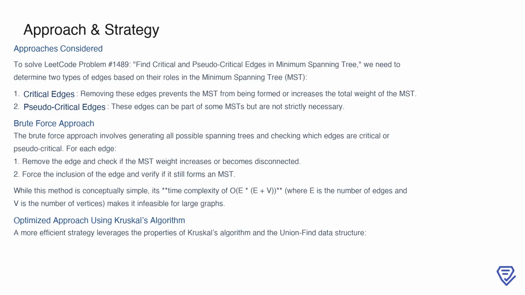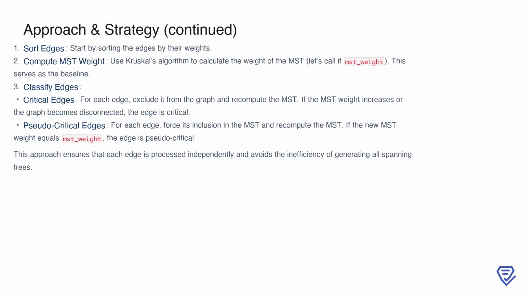To address this inefficiency, we turn to an optimized approach using Kruskal's algorithm, which leverages sorting and the union-find data structure for a more scalable solution. The optimized approach begins with sorting all edges by their weights. Once sorted, Kruskal's algorithm is applied to compute the MST weight, which we refer to as MST_weight. This serves as our baseline for comparison.